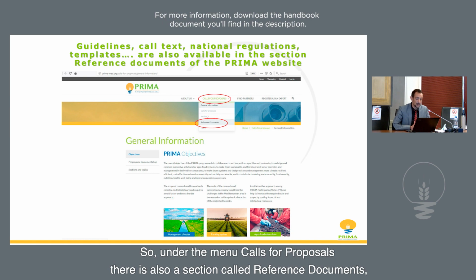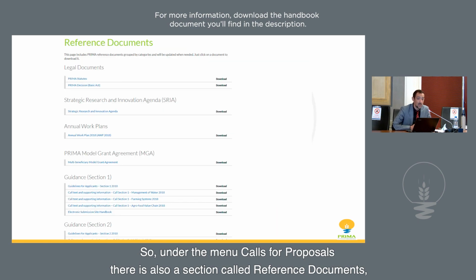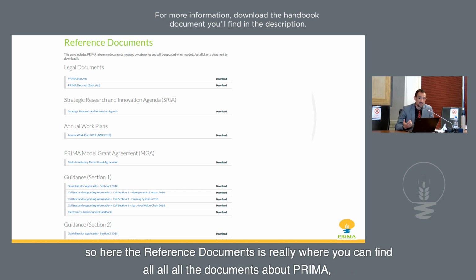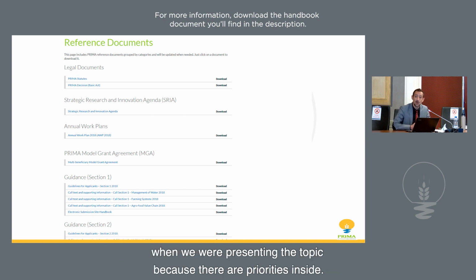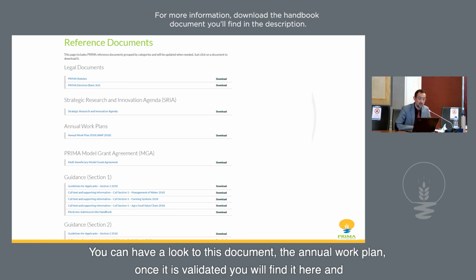Under the menu Call for Proposal, there is also a section called Reference Documents. Here you can find all the documents about PRIMA, our legal documents, but also the strategic research and innovation agenda that we referred to when we were presenting the topics, because there are priorities inside. So you can have a look at this document. The annual work plan, once it is validated, you will find it here.